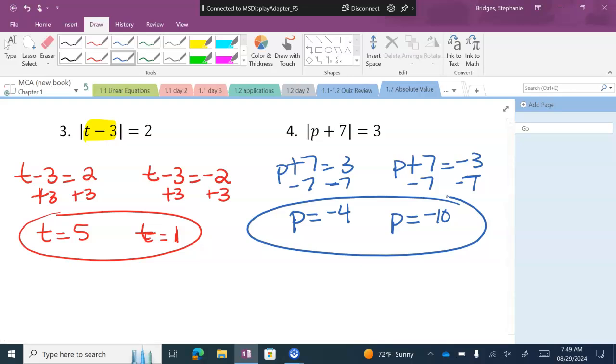Is everybody okay with that? This stuff's not too terribly difficult, right? You don't have to think about it like we did with compound inequalities. We just set up our 2 and solve.